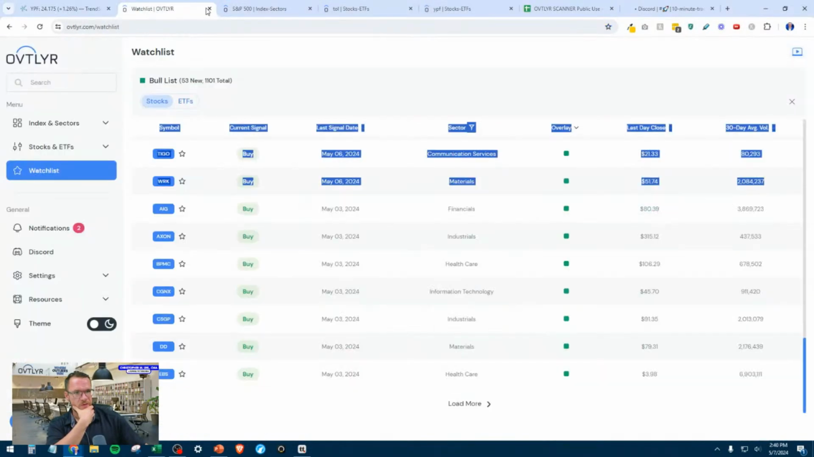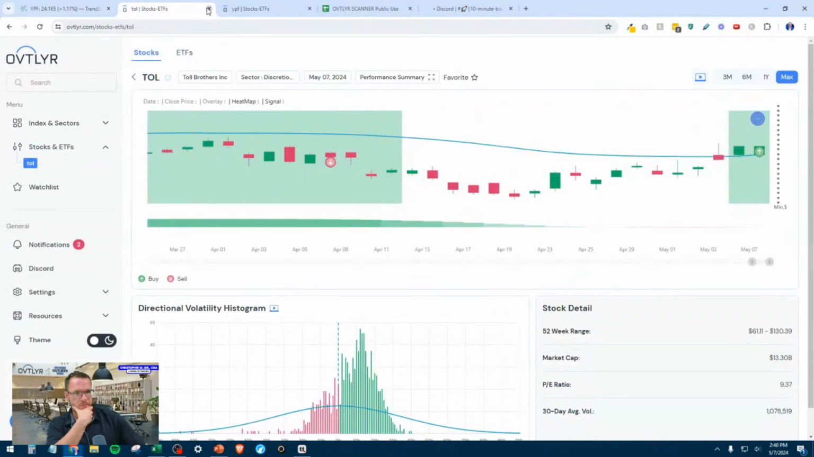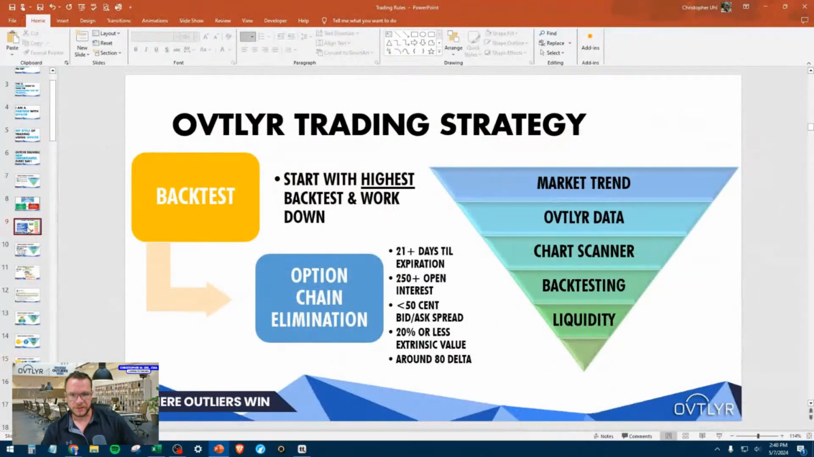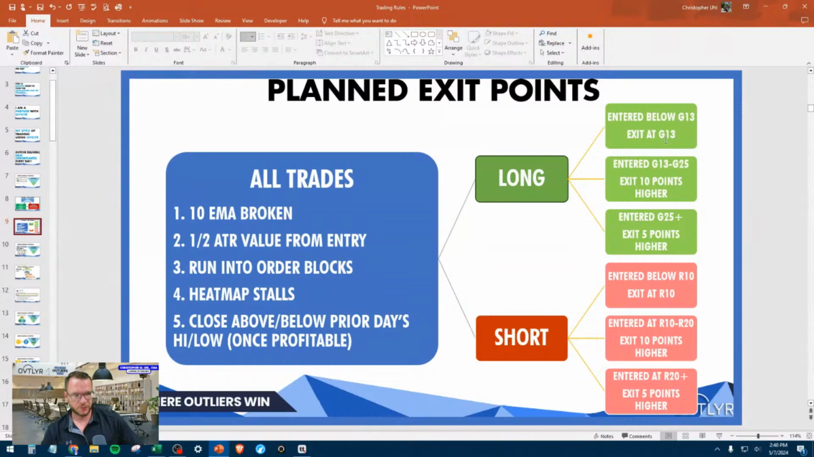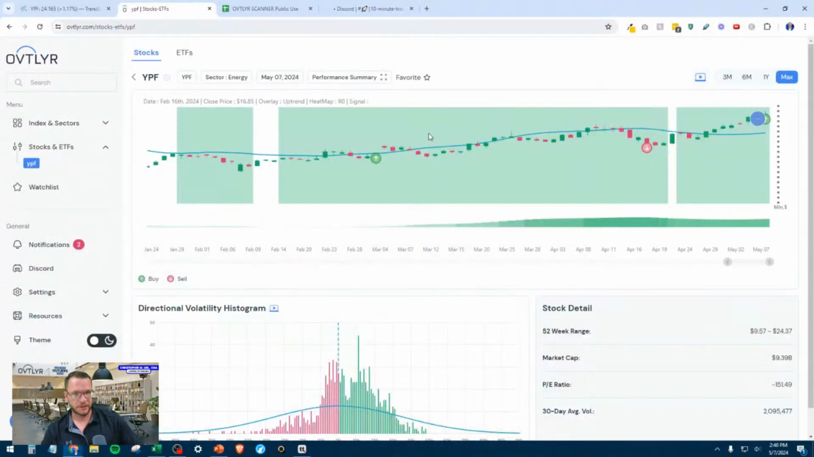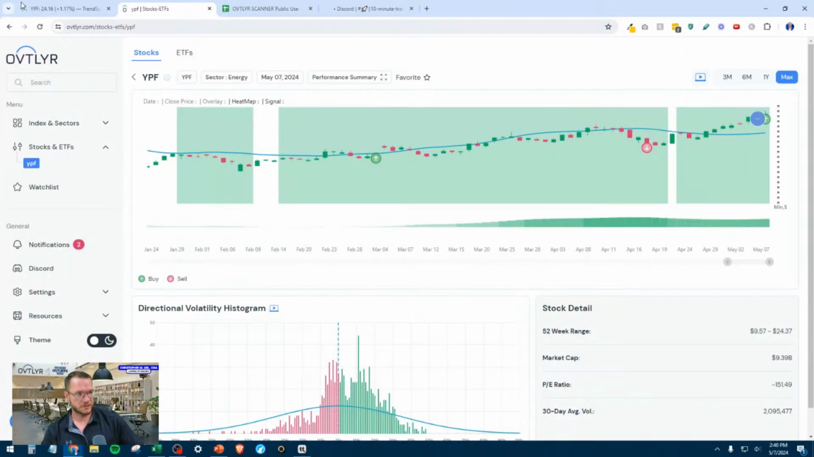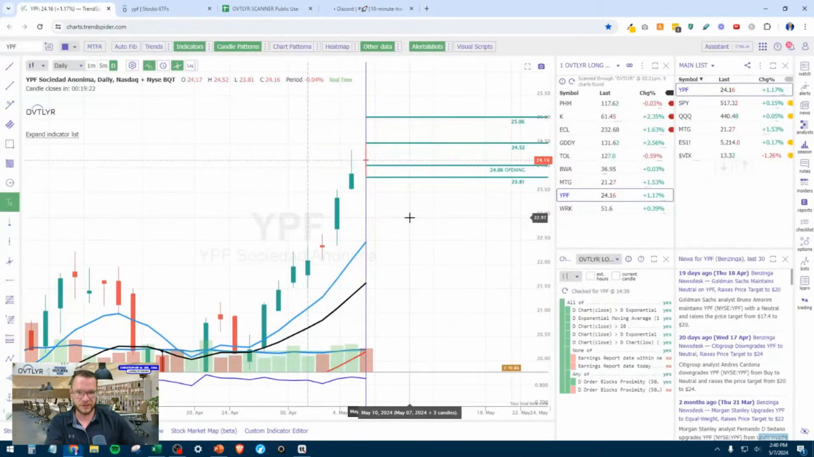YPF. Let me focus back on this one. My exit points might get tweaked later, but for now they're fine. Currently, it's sitting at a heat map of G23. We want to exit 10 points higher. So G23 to G33, I'll make a note on here.